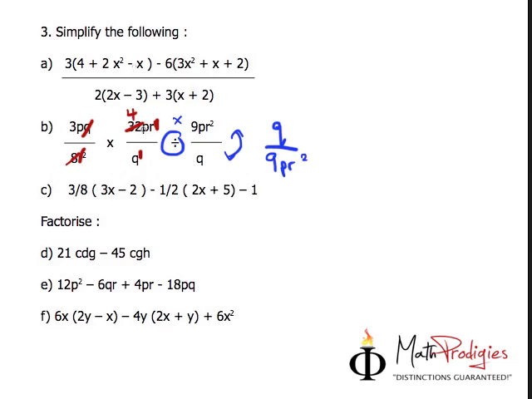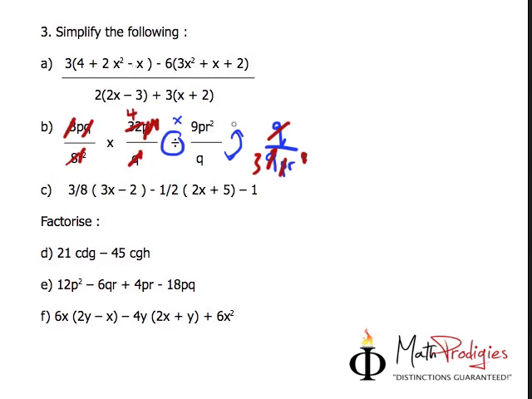Still have a p. Can you cancel the p somehow? No. Can you cancel the q? No. Can we cancel the q anywhere? No, we can't. For this one, 9pr squared. Oh, sorry, it should be here. So cancel the q's here, cancel the p here, cancel the r here. 9 and 3 cancel, you get 3.